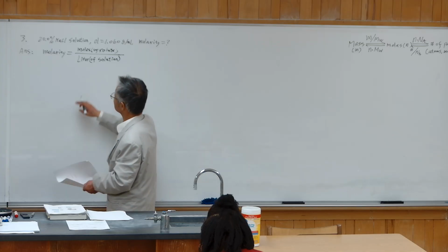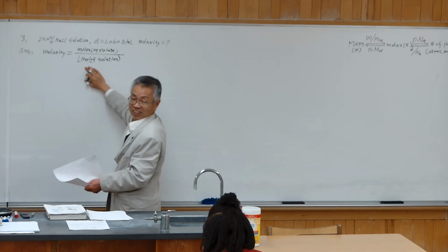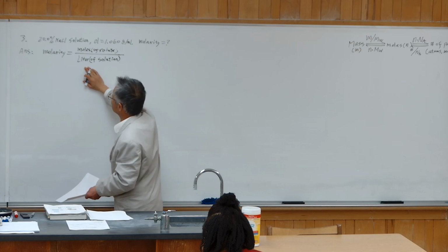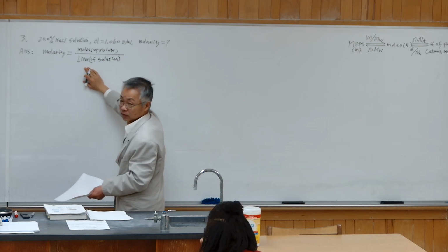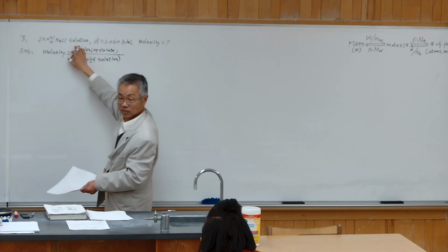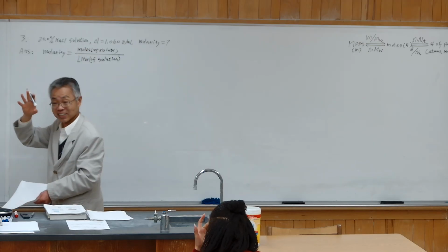Since molarity needs moles of solute over liters of solution, and liter is a volume, we can do it this way. We need to figure out the moles of solute and the liters of solution, and we can always pick either way.